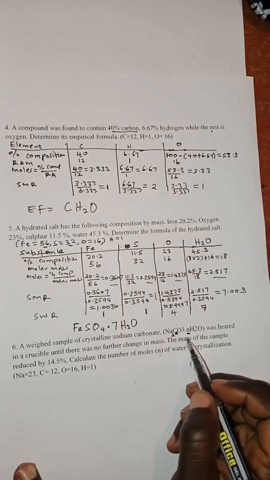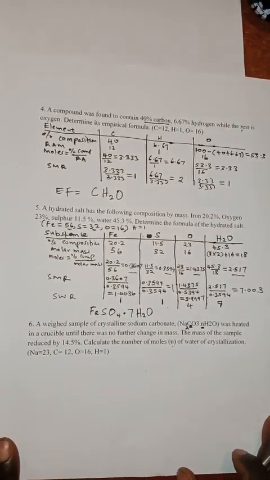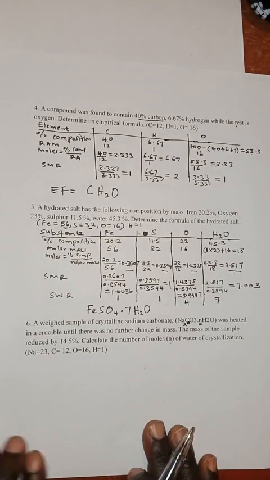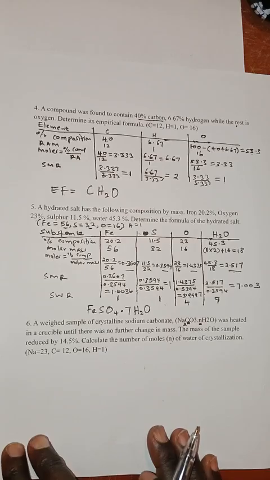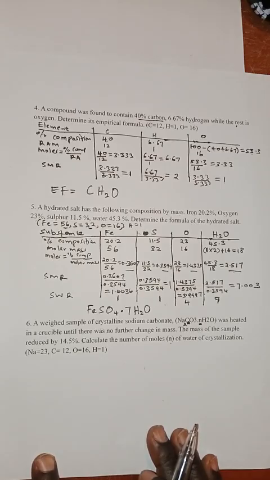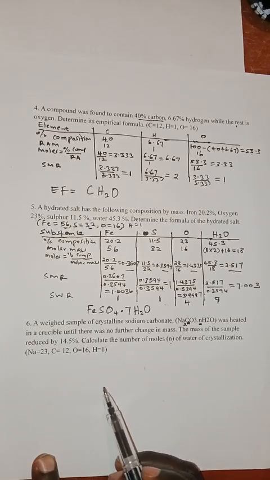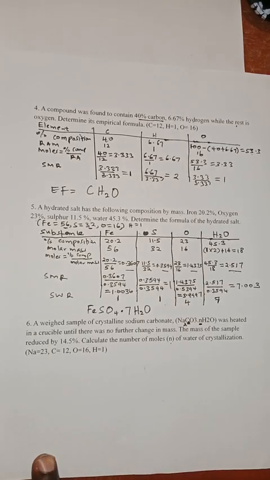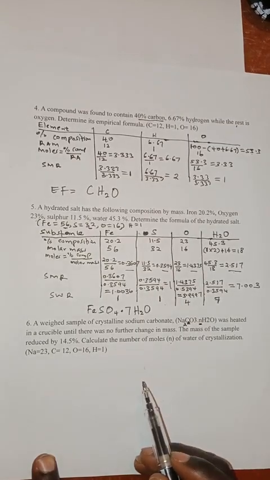So remember, from your basic knowledge on salts, sodium carbonate does not decompose on heating, but it only loses water of crystallization. So when sodium carbonate was heated, its mass reduced by 14.5%, which means it lost water of crystallization, and the percentage of water that was lost was 14.5. What remained is therefore anhydrous sodium carbonate, which is the remaining percentage.